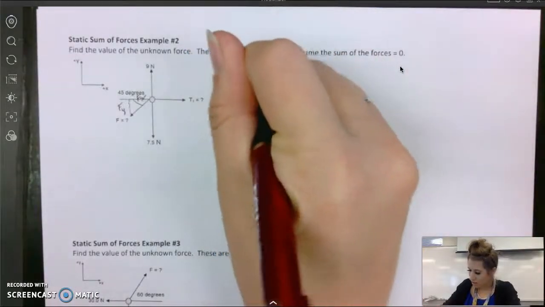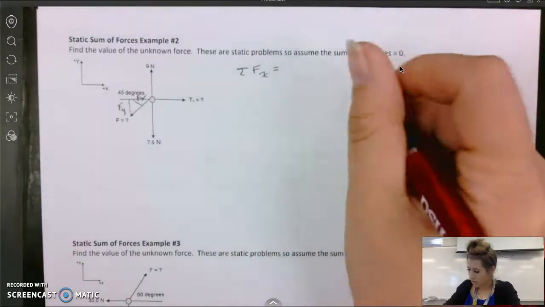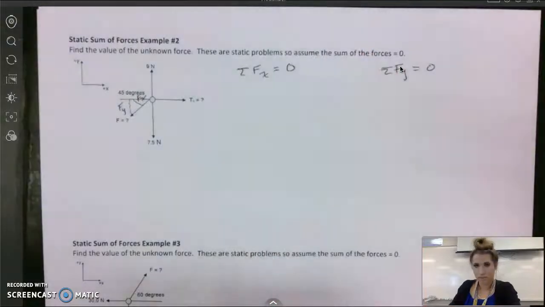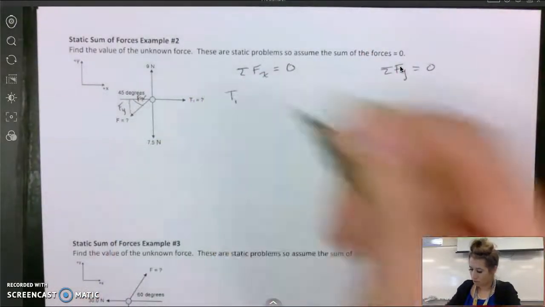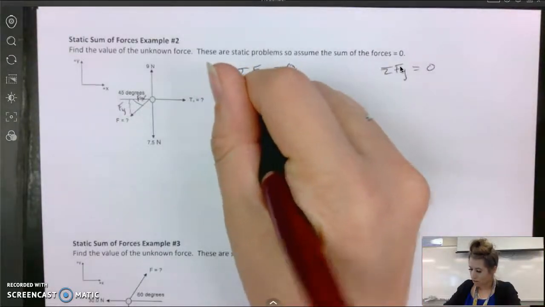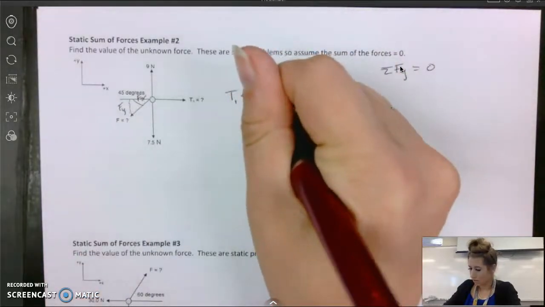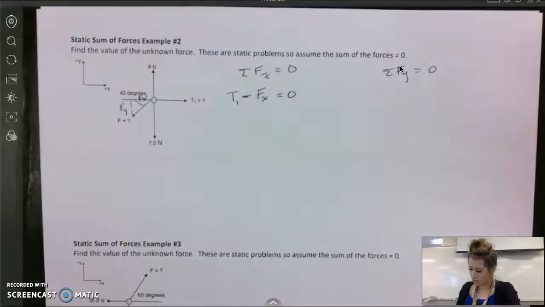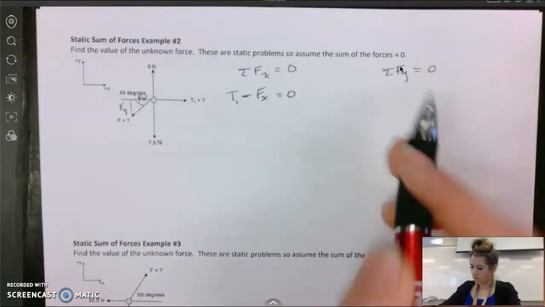So we have the sum of the forces in the x direction, and then we have the sum of the forces in the y direction, and we know that they're equal to 0. Okay, in the x direction, I have a positive tension 1. Okay. And then I have a negative force of x. And those are my only forces in the x direction. All that's going to equal 0. Okay, I don't know this, and I don't know that. Let's look at y, though.